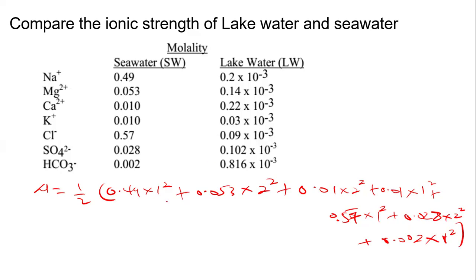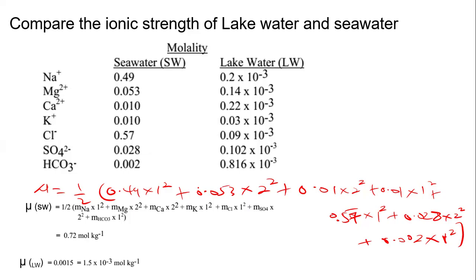Now, if you punch all of this in the calculator, you're supposed to get the answer that you have gotten here. Very simple, right? So that is that for the seawater. Now the lake, you do the same thing. So it becomes the concentration of the ions multiplied by the charge squared of each of them.